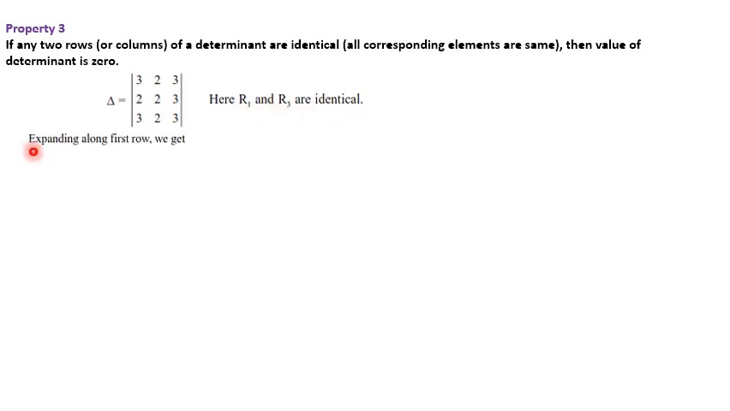So expanding along the first row, what we are going to get is delta is equal to, first element is 3, sign is positive because 1 plus 1 is 2, 2 is even, that's why it is plus 3. That row and column is eliminated. I am not writing the determinant, directly writing the value. Multiply the diagonals, 3 into 2 is 6, again 3 into 2 is 6, so 6 minus 6 is written.